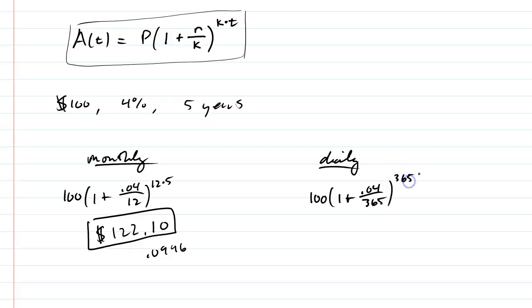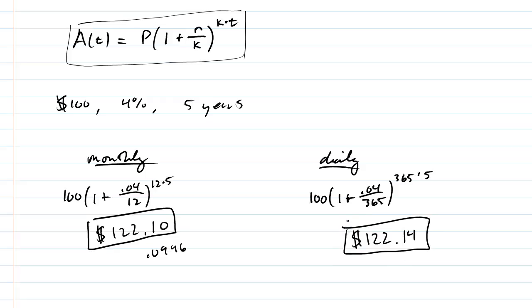Alright, so let's see what daily will do for the bank. It's 365 because now we're doing it 365 times a year. Okay, I actually get 122 still, but I get 14 cents. I get an extra 4 cents by doing it daily.